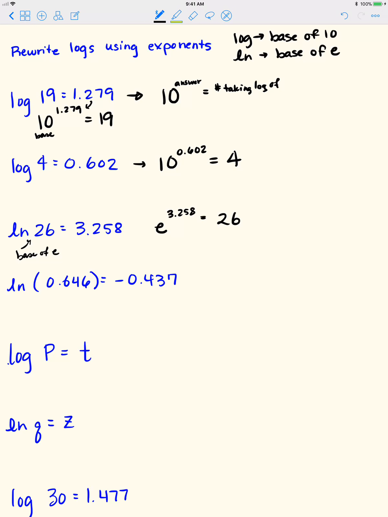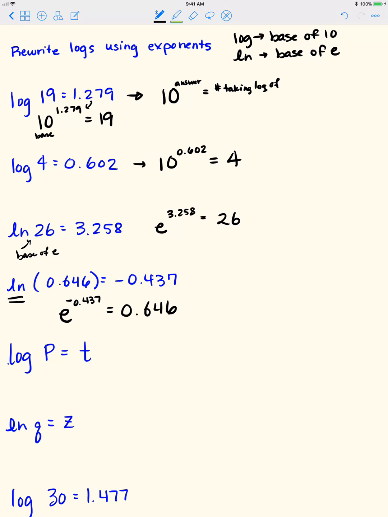And again, you can check these to make sure you're on the right track, especially when you're doing your homework. If you raise e to that rounded power, you get like 25.99. So those are rounded numbers, and you're just expressing log form into exponent form. The next example uses natural log, so we'll use a base of e, raised to the negative 0.437 power, which is going to give 0.646.